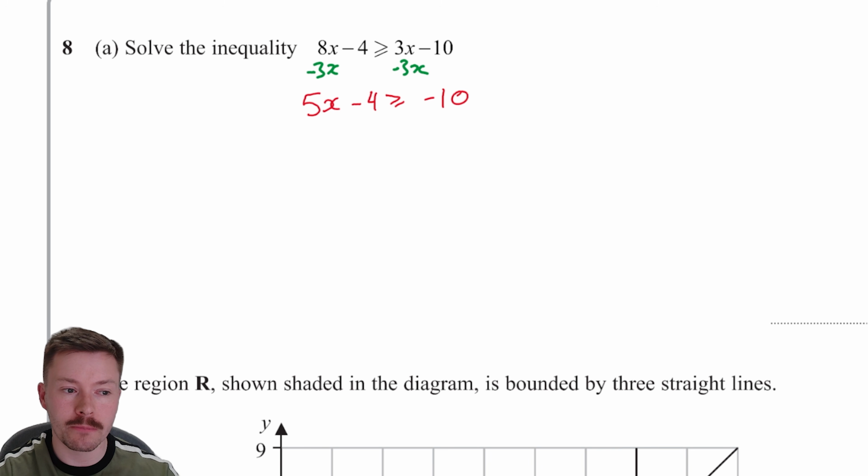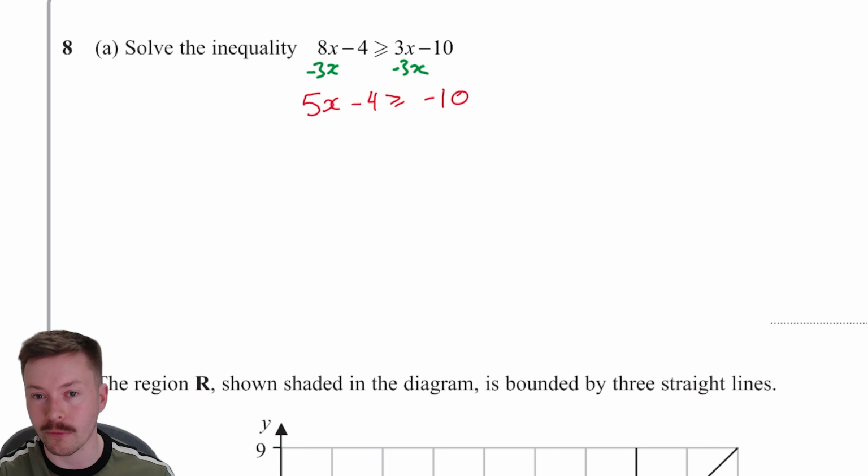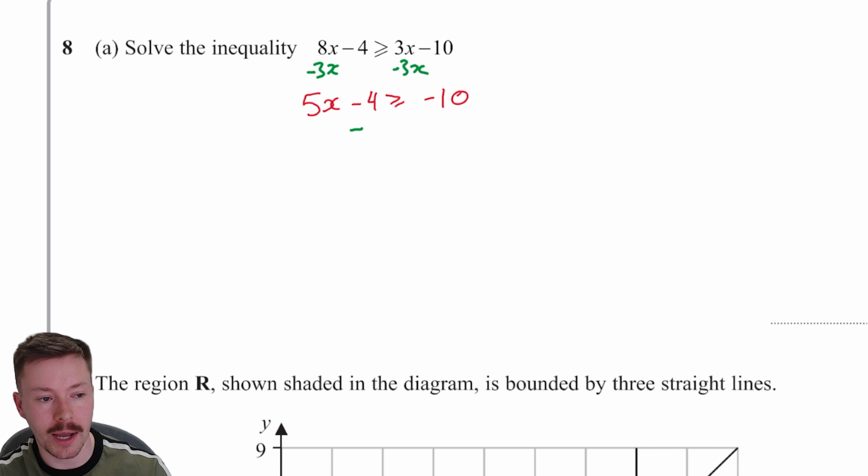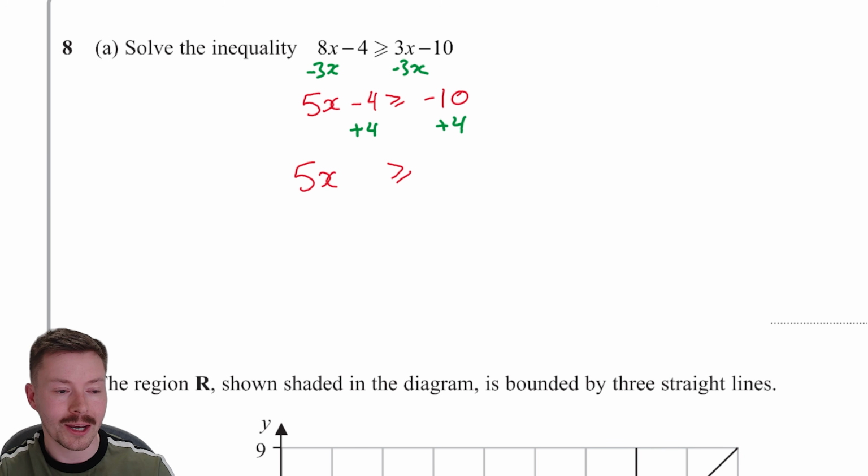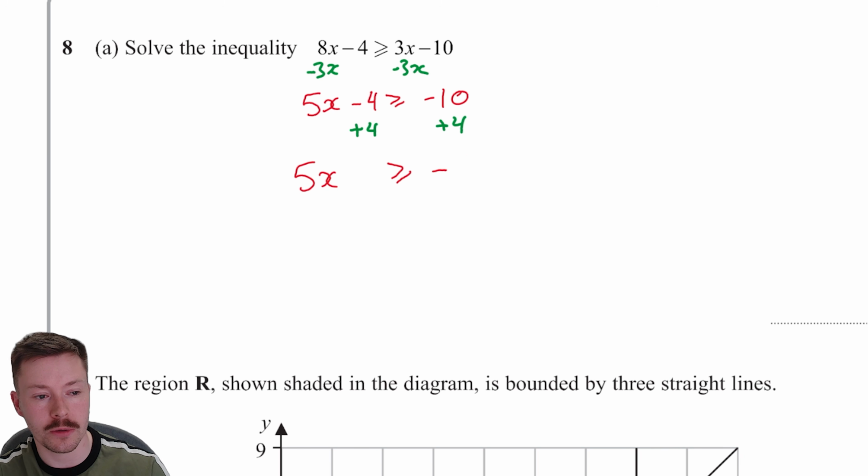From there, I need to collect my number terms together, so my minus 4 and my minus 10. Now I want to get the minus 4 away from my x terms. I've isolated my x terms. Now I've got them all together. I need to get everything else away from them. So I'm going to add 4 to both sides to cancel out the minus 4. That is going to give me 5x is greater than or equal to, now minus 10 add 4 gives us minus 6. Okay.